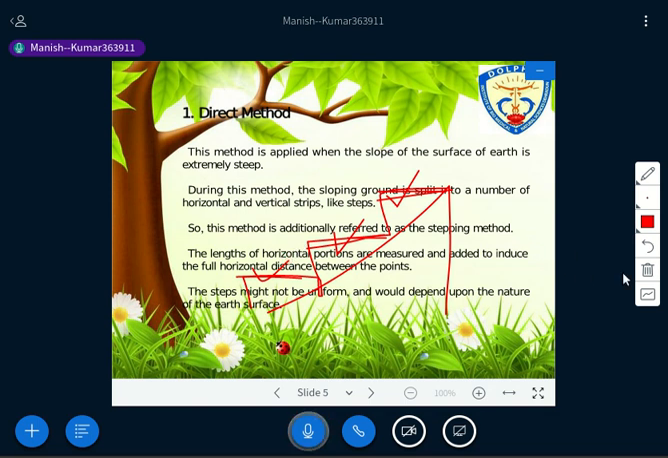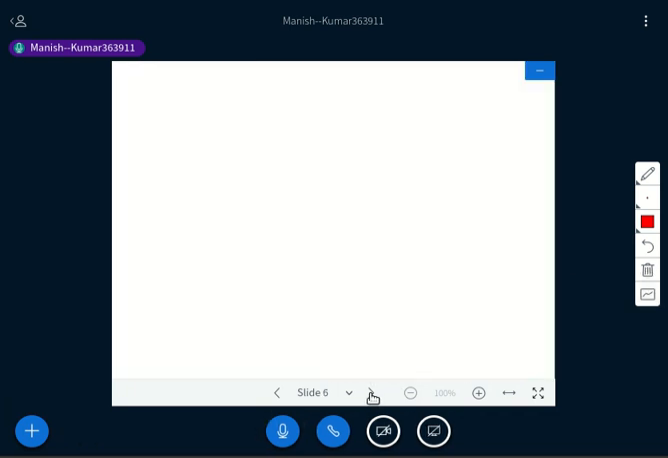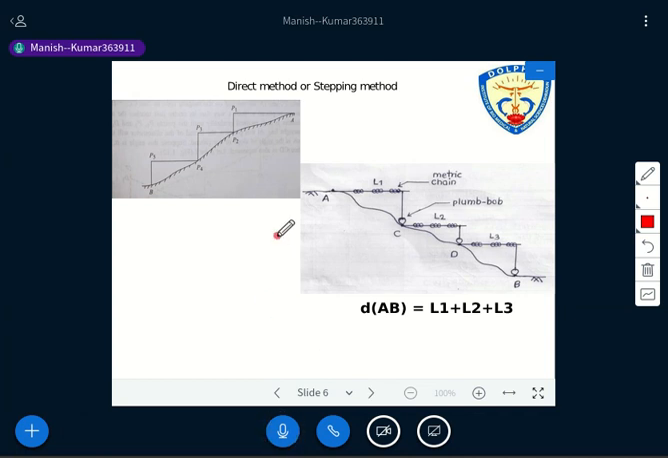So again I am repeating, so that you can understand. All of you listen carefully again. Let me show the image also. Just look at the image here. This is sloping ground. First, where can we use the direct method? If the slope is steep, or you can say extremely steep.